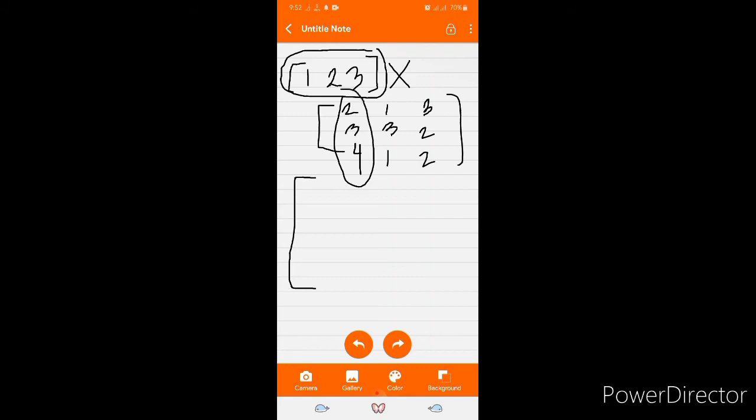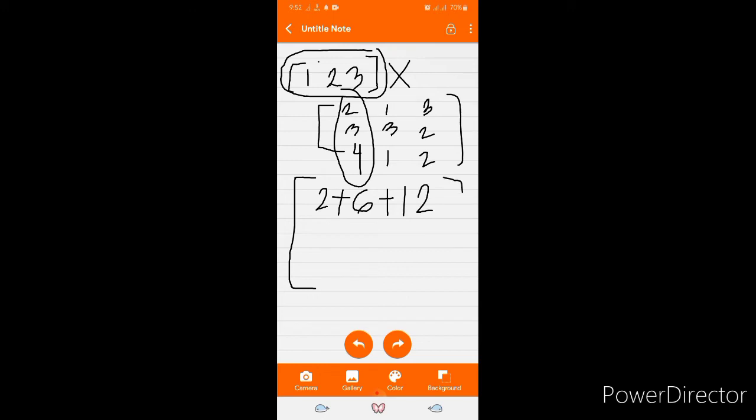It's like that. For example, 1 times 2 is equal to 2. Then 2 times 3 is equal to 6, plus 6. Then 3 times 4 is equal to 12.